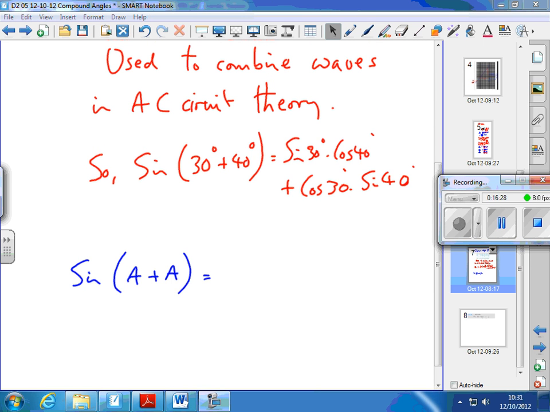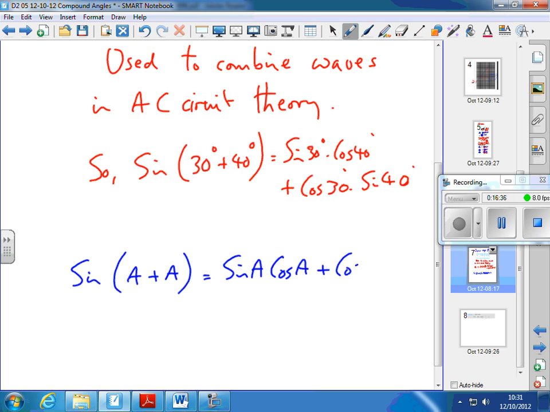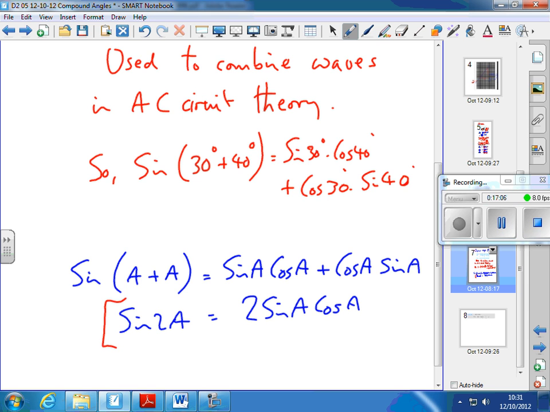So let's look at this, sine A plus A is going to equal sine A cos A plus cos A sine A. So if the angles are the same, it'd all be A. So can we simplify this right-hand side, instead of writing sine A cos A plus cos A sine A? 2 sine A cos A, yes. And how can we simplify the left-hand side? A plus A, sine 2A. And that is actually another formula that we can use. So the sine of 2A is 2 sine A cos A.